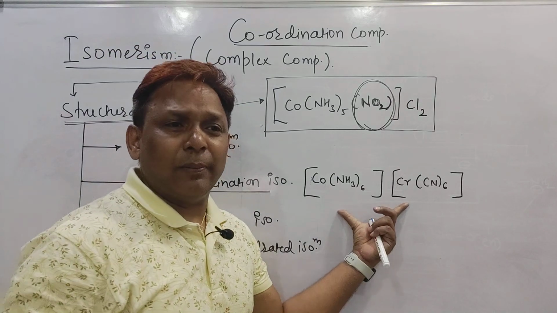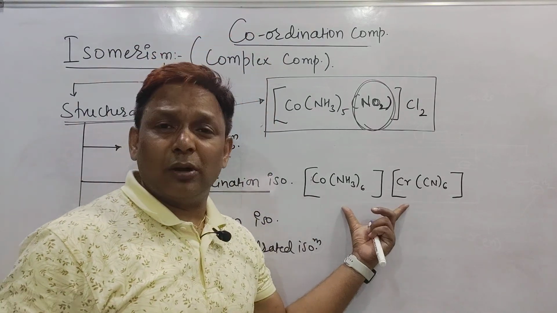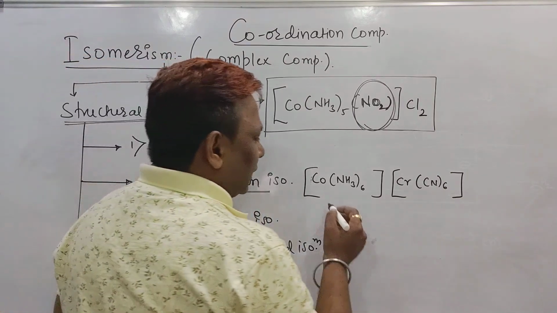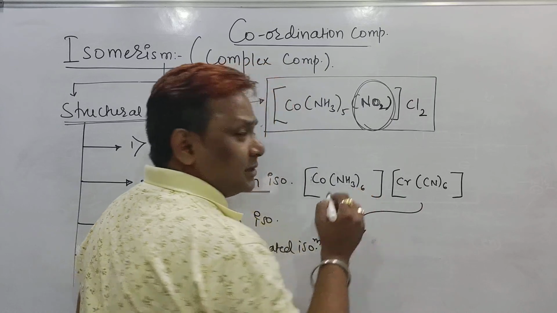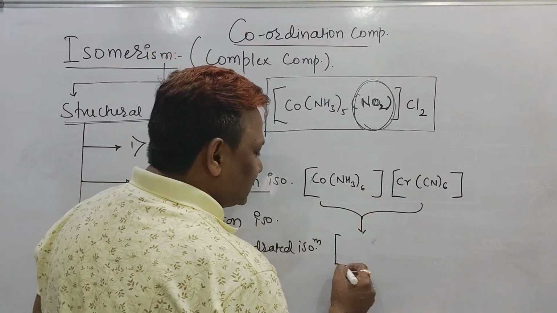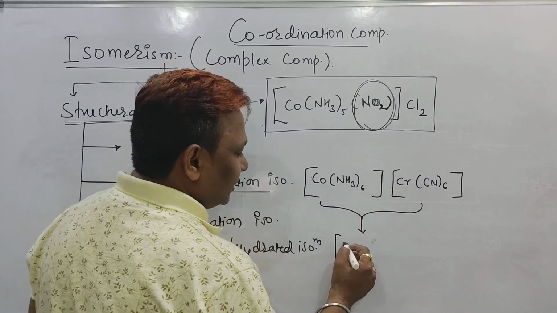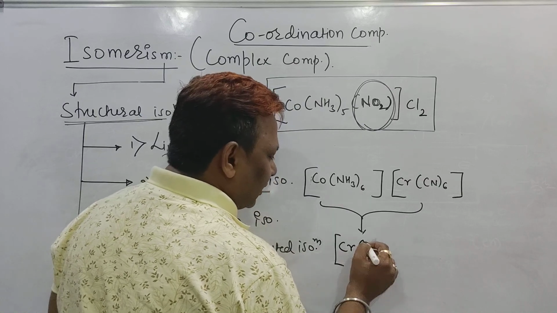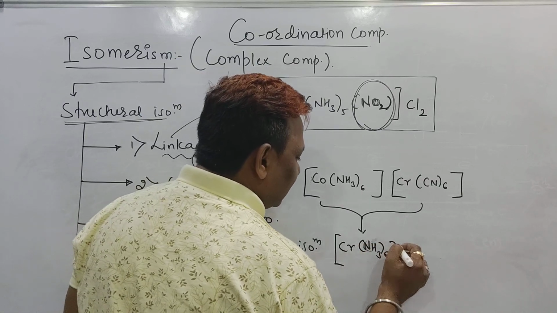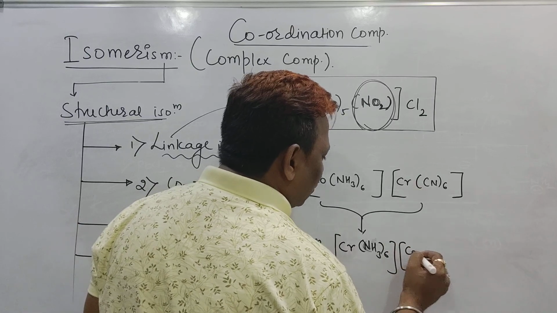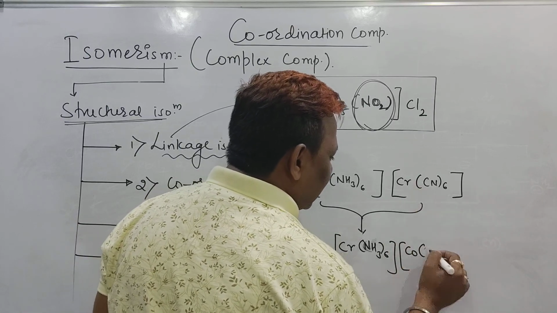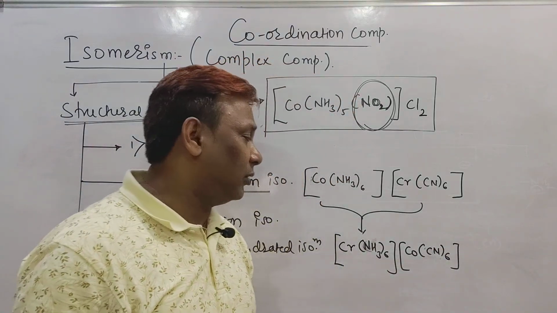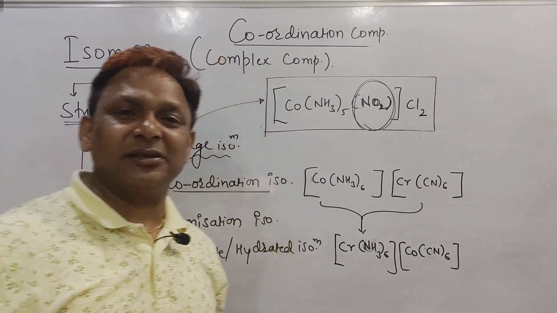These kinds of complexes can show coordination isomerism. Sir, what is the coordination isomerism shown by this complex compound? Only the central metal atom has to be changed. In place of cobalt, I will get chromium, and the ligand ammonia will be as it is. In place of chromium, I will get cobalt, and the cyanide ligand will be as it is. So these 2 complexes show coordination isomerism. Take a screenshot.